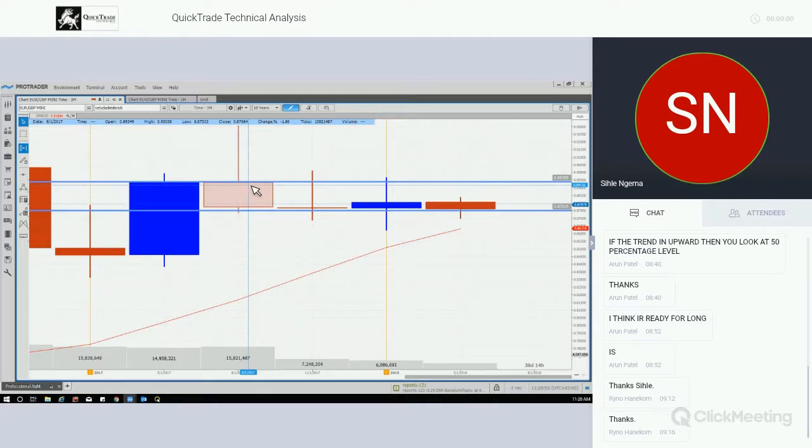So here, that 0.89393 is still relevant here. You see that it's our resistance. Price came down to our support line here, around 0.87519, and we closed negative.